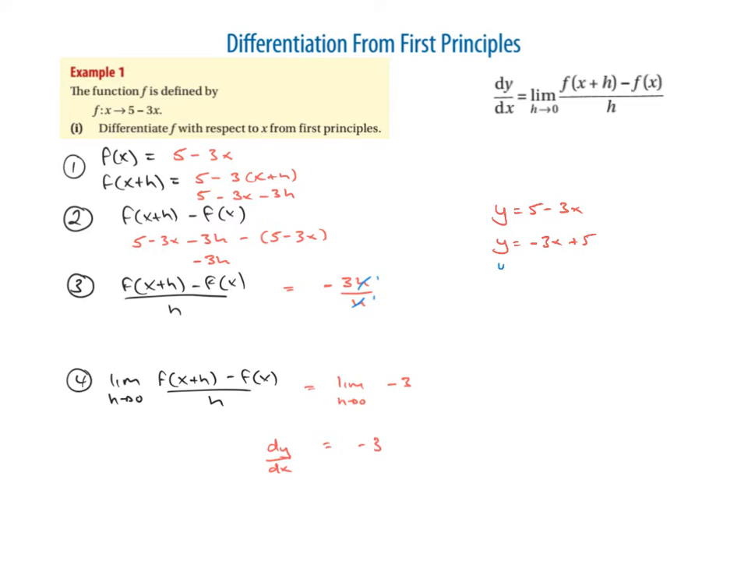Remember, because we know y is equal to mx plus c, our m will be our slope, and we've proven here the slope is going to be equal to negative 3. Now, of course, this isn't always going to happen where we don't have any h's left when we take limits, and in the next example, I'll show you what happens when there are h's in our function.